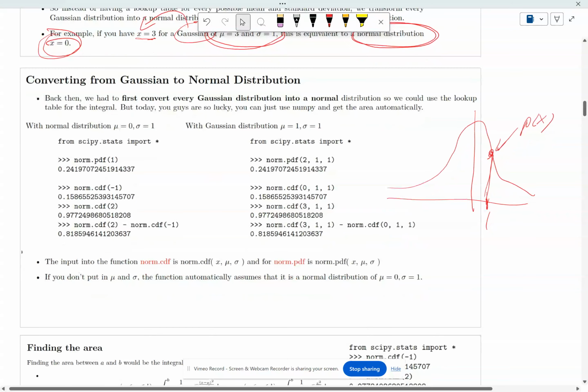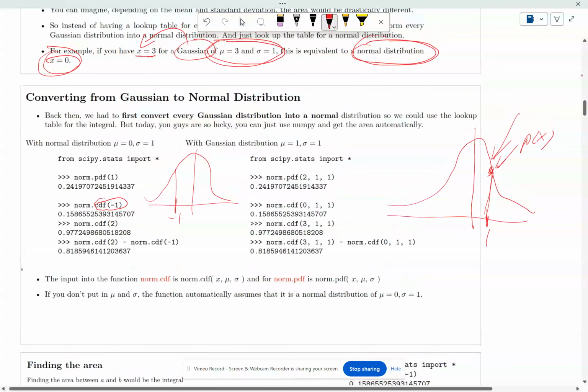Now, besides PDF, which would just give you the value P of x, you can also do CDF. Notice, if you don't put the mean and the standard deviation in as arguments of the function, then it's automatically assumed to be a normal distribution. However, if you add the mean and the standard deviation, then it will take that into account as well. So if you want to find the area from -1, so here's -1, this is going to essentially find the area here.